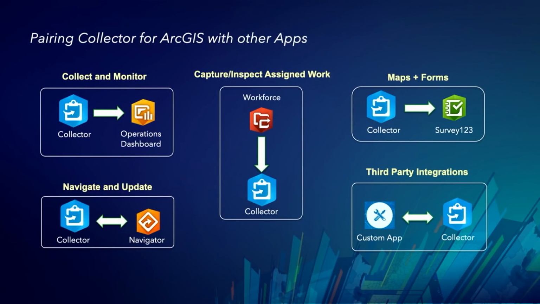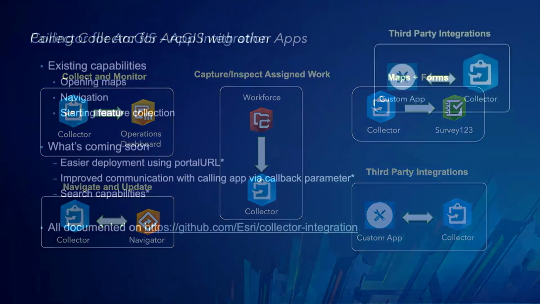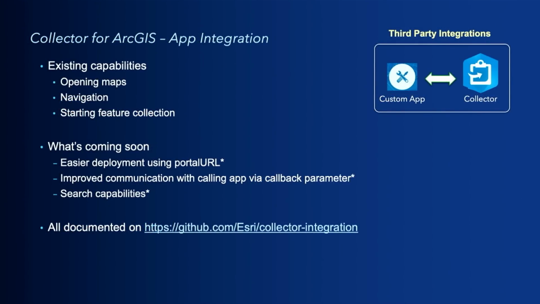On the app integration, this is the kind of stuff you can do today. The URL scheme is there for this new version of Collector. We're just adding much more to it as we move forward. These are the standard things you can do today, right? I can integrate Collector and Workforce or Navigator or Survey123 or my custom application. We've got some partners that are integrating with Collector as well. And we want to do much more.